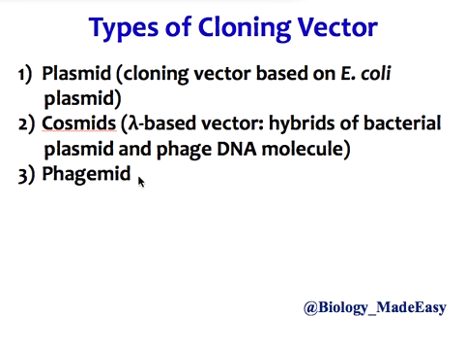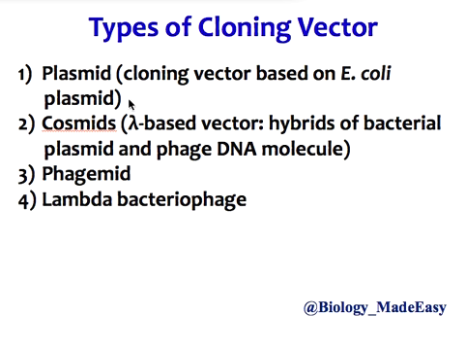Then you have phagemid. As the name suggests, it consists of the genome of bacteriophage plus plasmid. Sometimes people also use the genetically engineered genome of lambda bacteriophage as a vector. That is called lambda bacteriophage vector. Then you have the genome of the filamentous phage virus called M13. The advantage of using M13 is that it is single stranded.